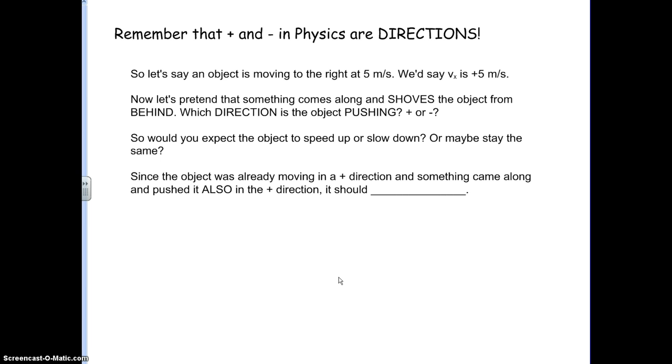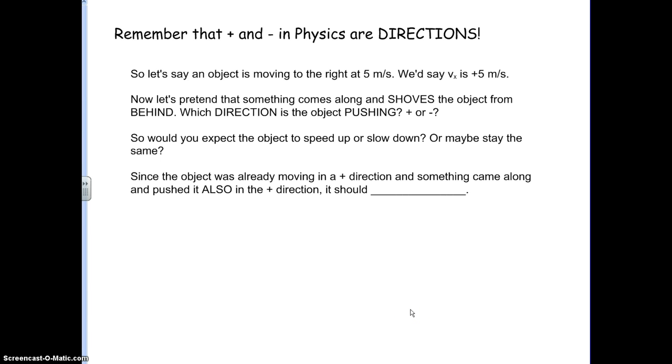Remember, again, in physics, positives and negatives are directions. So if something is moving to the right at 5 meters per second, we'd say that its velocity in the x direction is positive 5. Now let's pretend something comes along and shoves it from behind. Which way is it pushing? Well, if you push from behind, you're pushing it in the same direction it's already going. I would expect it to speed up. Since the object was already moving in a positive direction and something pushed along also in the positive direction, the object should speed up.